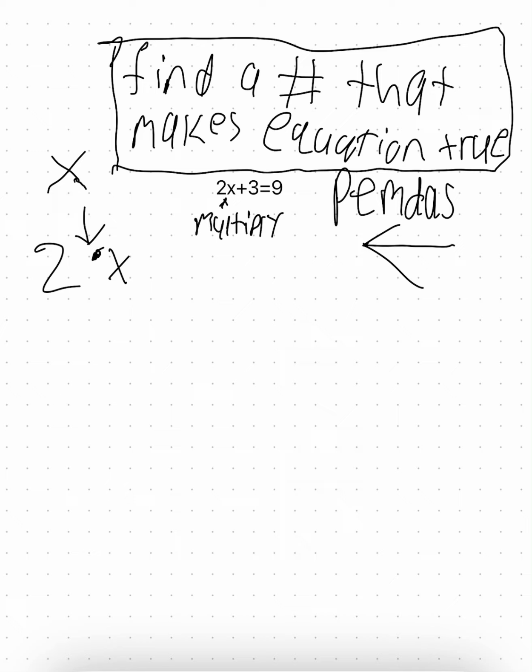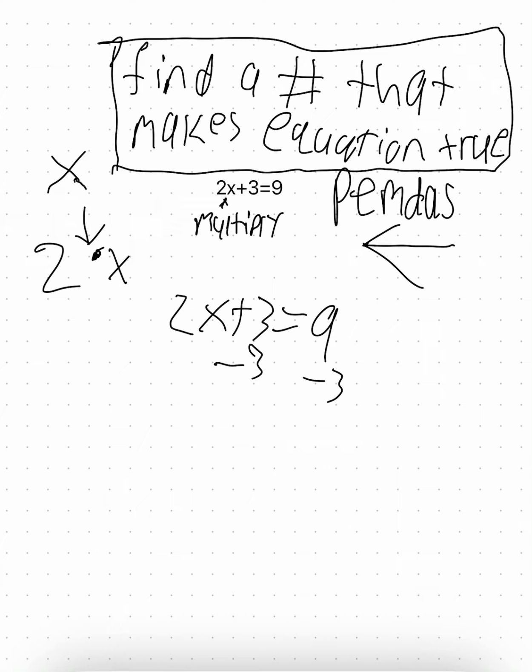Big idea of algebra is to rewrite and undo things. So I'm going to rewrite this. 2x plus 3 equals 9. How do we get rid of that 3? Well, something we can do is undo. We can do the opposite operation. So what I'm going to do is subtract 3 from both sides. And we do it to both sides because we need to keep the equation equal. Okay? That's a big idea with algebra.